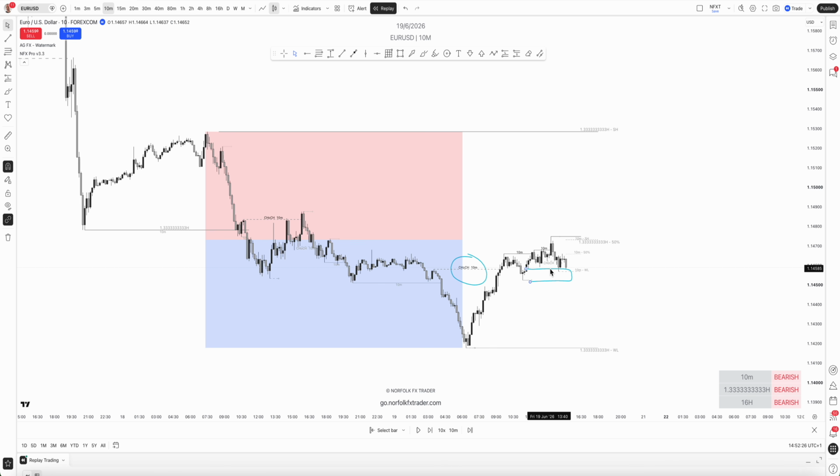But we can identify right now that the market has that 10-minute shift coming into the 50% area, right at this area we've got marked. Our structure is bearish. Now, that's not saying that the market cannot go higher, but you don't want to be buying at this area. Let's just go forward with price and see what happens.